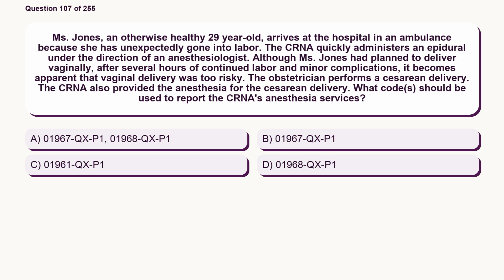Question 107. Ms. Jones, an otherwise healthy 29-year-old, arrives at the hospital in an ambulance because she has unexpectedly gone into labor. The CRNA quickly administers an epidural under the direction of an anesthesiologist. Although Ms. Jones had planned to deliver vaginally, after several hours of continued labor and minor complications, it becomes apparent that vaginal delivery was too risky. The obstetrician performs a cesarean delivery.